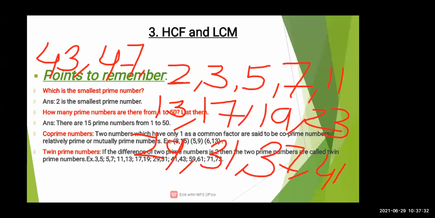The 51 will not come. 51 is also coming in which table? Tell me. I want answers from your side. Yes, it is coming in the 17 table. So 51 is not a prime number because 17 table, 51 table, 1 table, more than 2 factors came, so that is not a prime number. Prime number means what number? A number whose common factors are 1 and itself.